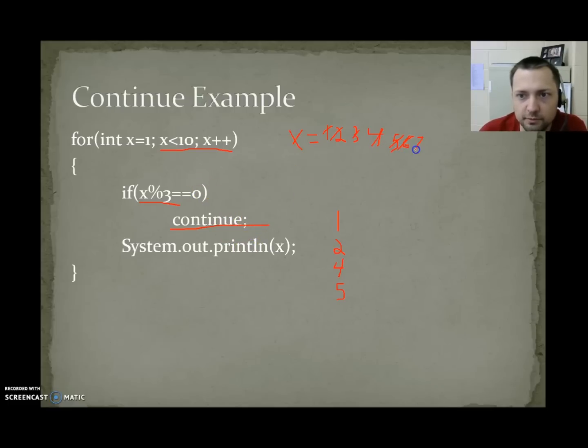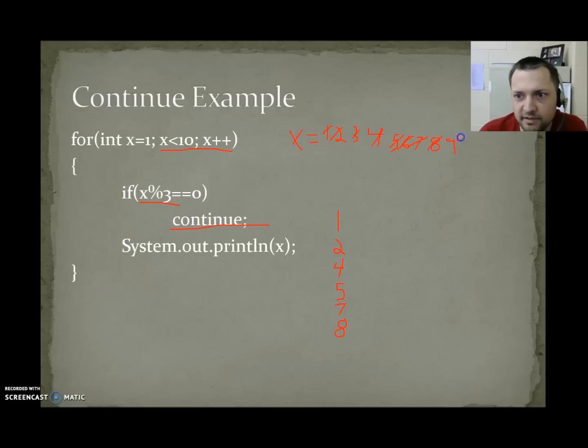And then we mark out the 6, we get a 7. Is 7 less than 10? Yes. Can 3 divide it? No. So we print it. X goes to 8. Is 8 less than 10? Yes. Can 3 divide it? No. So we print it. 9, is that less than 10? Yes. It can be divided by 3, so we continue.